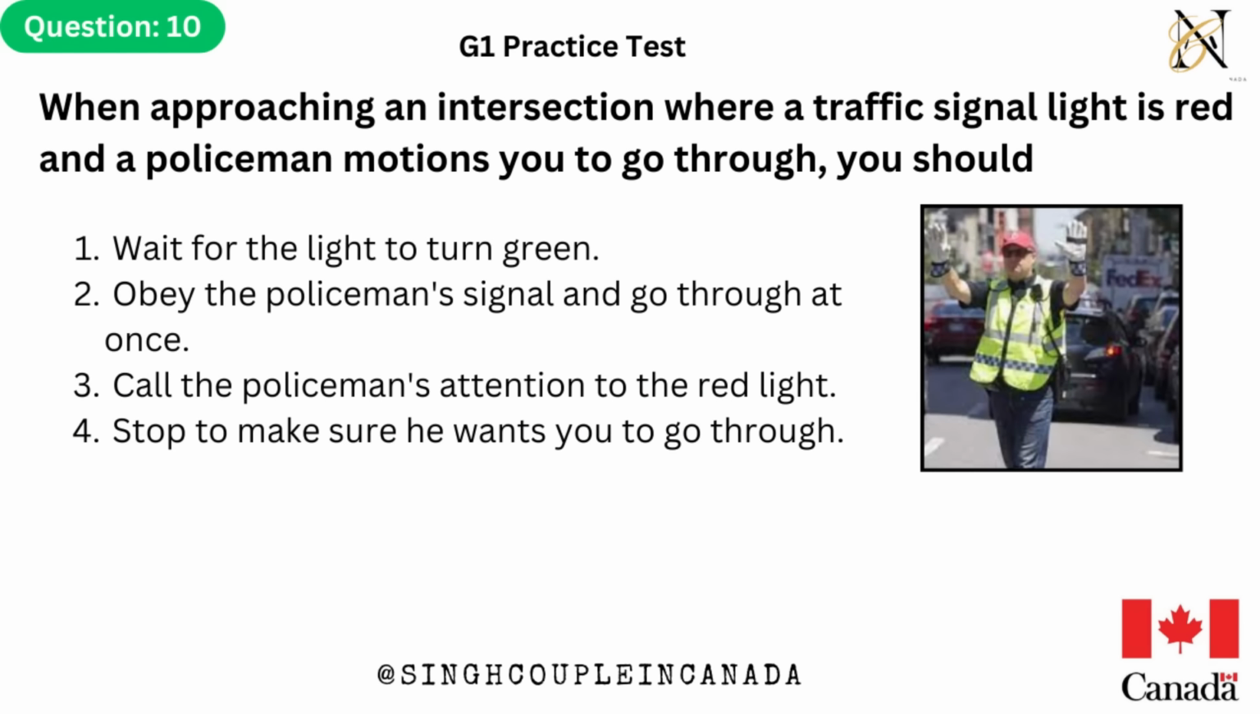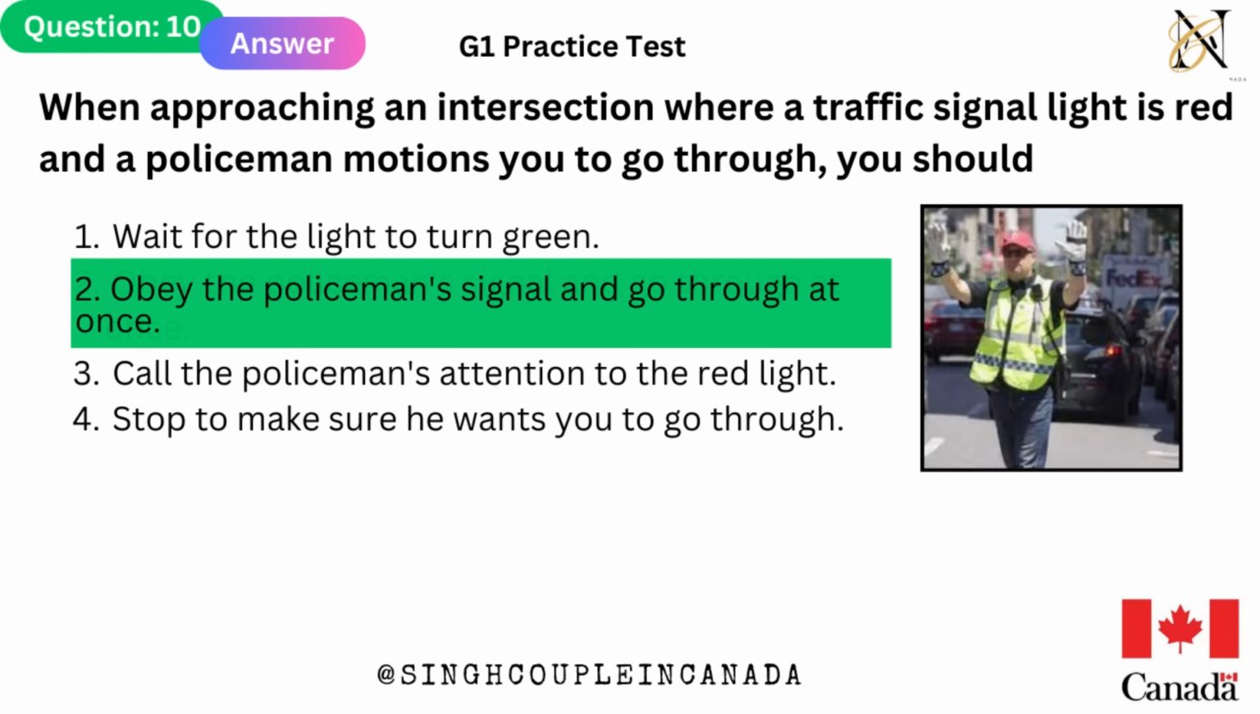When approaching an intersection where a traffic signal light is red and a policeman motions you to go through, you should 1. Wait for the light to turn green. 2. Obey the policeman's signal and go through at once. 3. Call the policeman's attention to the red light. 4. Stop to make sure he wants you to go through. The answer is 2. Obey the policeman's signal and go through at once.